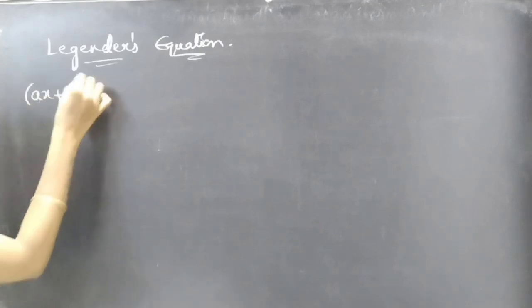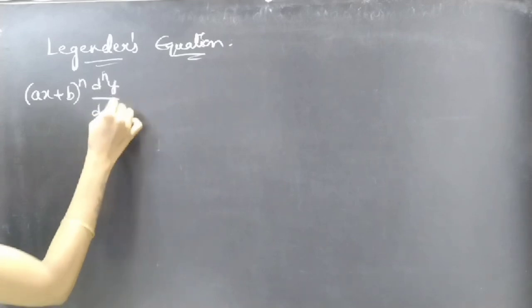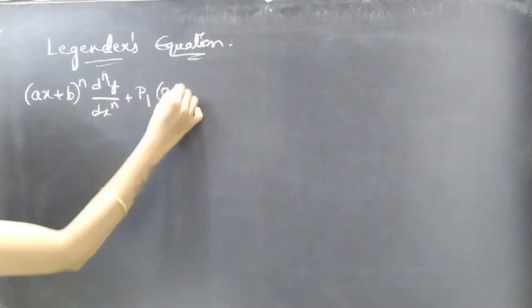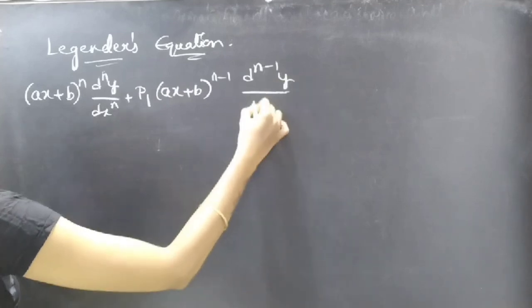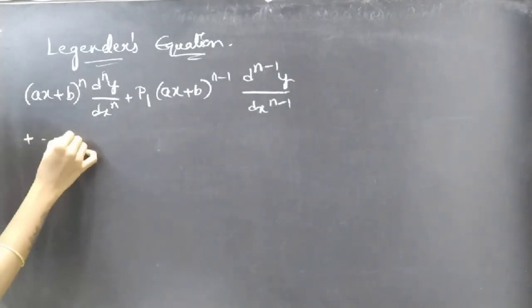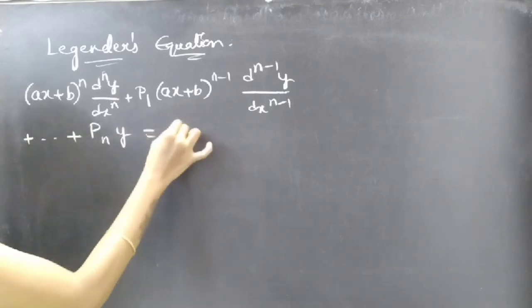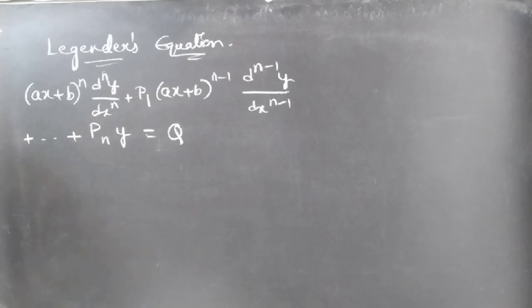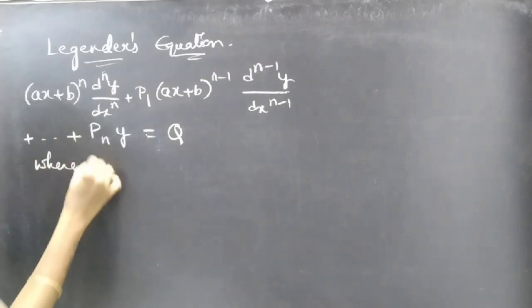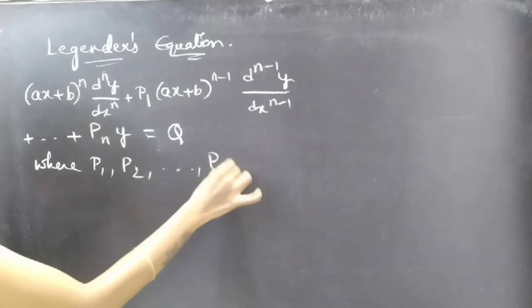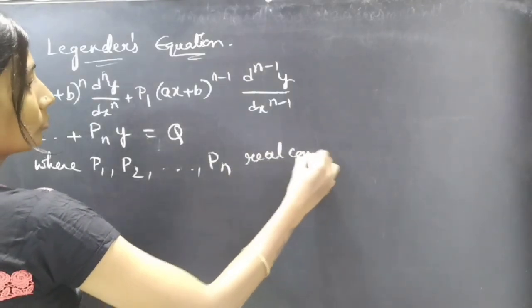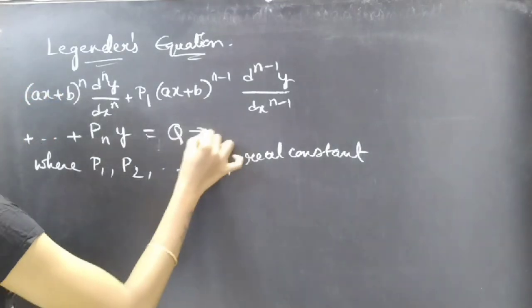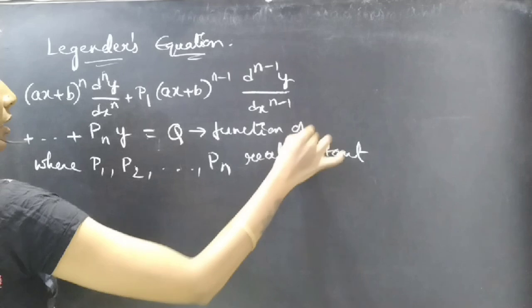Legendre's equation. An equation of the form (ax+b)^n d^n y/dx^n + p1 (ax+b)^(n-1) d^(n-1) y/dx^(n-1) + and so on + pn y = q is called Legendre's equation, where p1, p2, and so on, pn are real constants, and this q is a function of x.